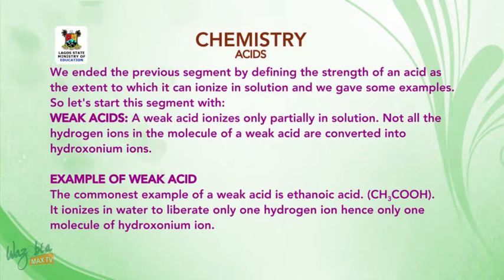A weak acid ionizes only partially in solution. Not all the hydrogen ions in the molecule of a weak acid are converted into hydroxonium ions. Example of weak acid. The commonest example of a weak acid is ethanoic acid. It ionizes in water to liberate only one hydrogen ion, hence only one molecule of hydroxonium ion.